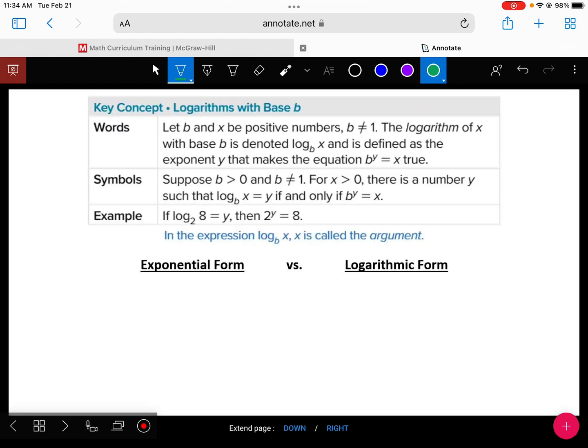I've summarized some of the big ideas here in this box. But what I really want to focus on is how to take something from exponential form and write it into logarithmic form, and how to take something from logarithmic form and write it into exponential form. So I'm going to give a couple examples here, and then we're going to practice going from one form into the other form.